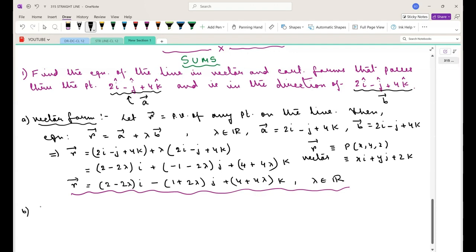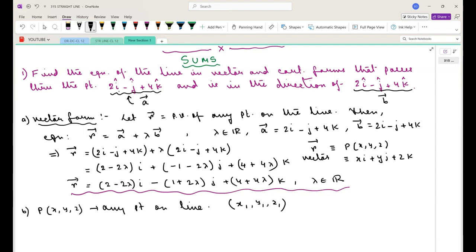Okay. So in the Cartesian form, if you remember, P(x, y, z) is any point on the line. Now, what is my x1, y1, z1? x1, y1, z1 are the coordinates of a point given on the line.